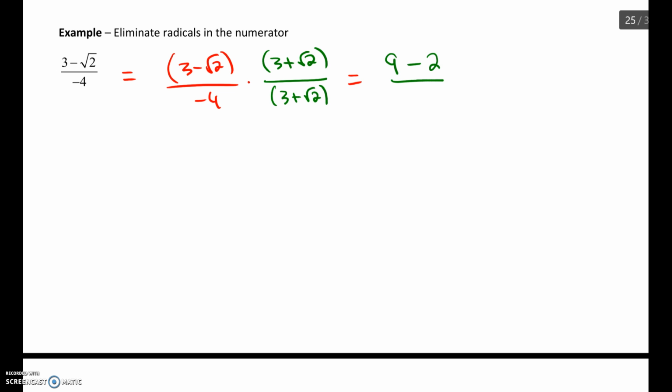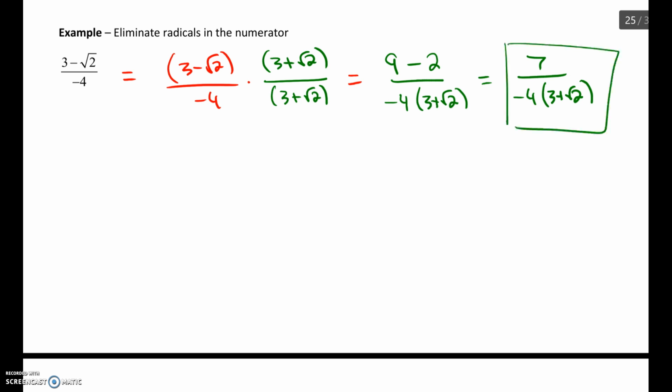And then distribute on the bottom, or I guess we could leave it factored. I don't know which one to do here. I guess let's just leave it factored for now. Decide on the next step. So this is 7 over, and that's my answer. Nothing cancels, nothing reduces.